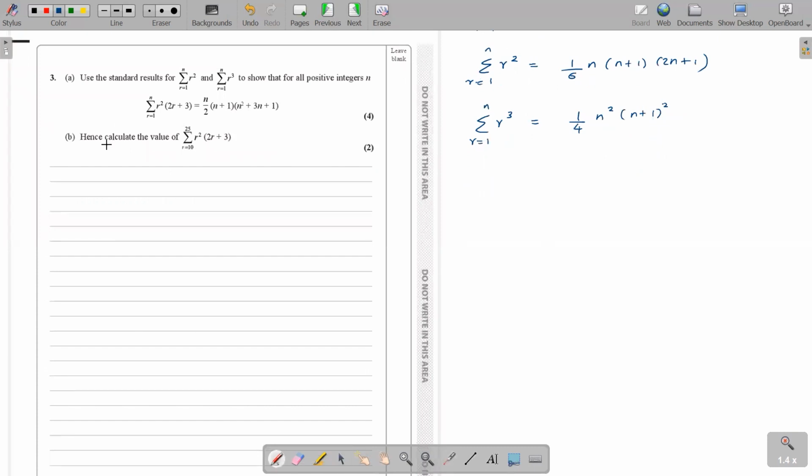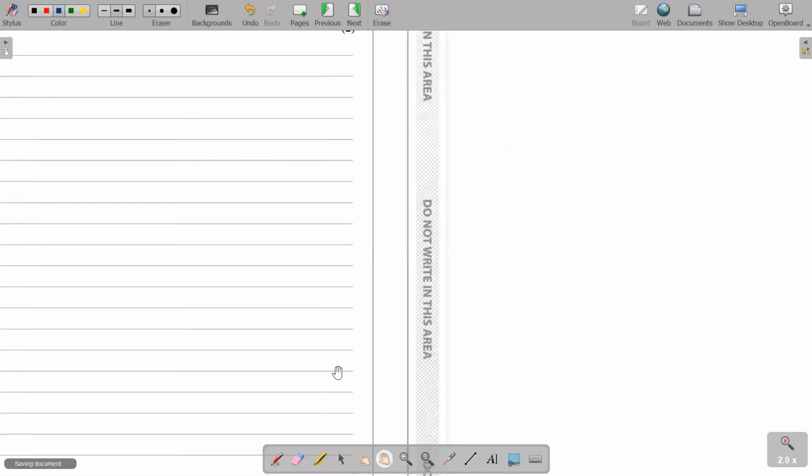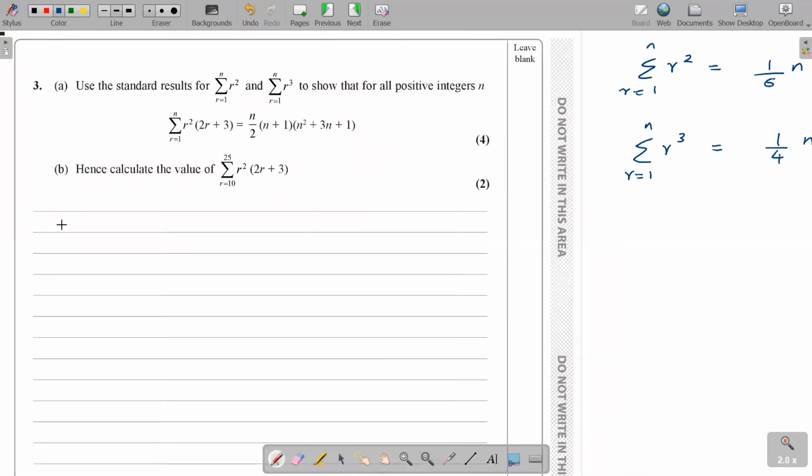Part A. So we need to get the summation from 1 to n of r² times (2r plus 3). Okay, so how does that work? Let's open the bracket. Summation of r²(2r plus 3). When you open the bracket, you get r² into 2r is 2r³ plus 3r². Okay, so then summation of, I'll open the bracket. I'll bring the 2 out. 2 times summation r³ plus 3 times summation r².